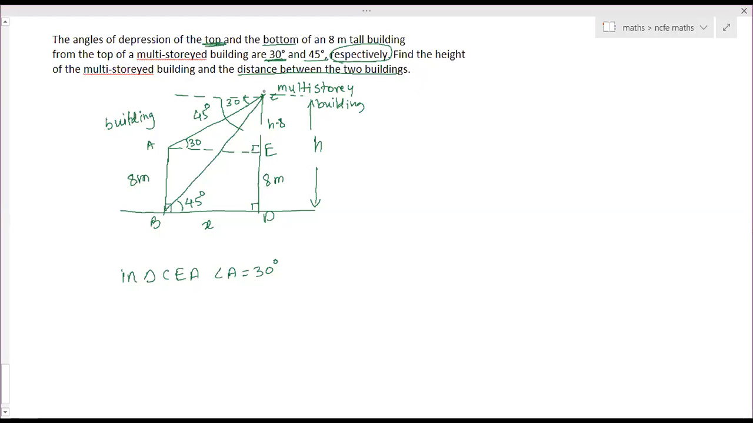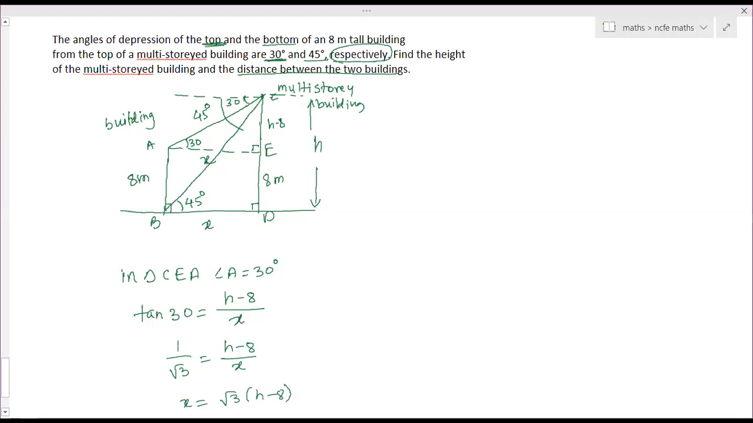So now triangle, upper triangle CEA. So this is 30. We have opposite side and adjacent side we have to calculate. BD is X, so AE is also X. So we have the relation. So use again tan 30 here. Tan 30 is equal to opposite side, that is H minus 8, by the base, adjacent side, X. Simplify, tan 30 is 1 by root 3, equal to H minus 8 by X. So X is equal to root 3 into H minus 8.